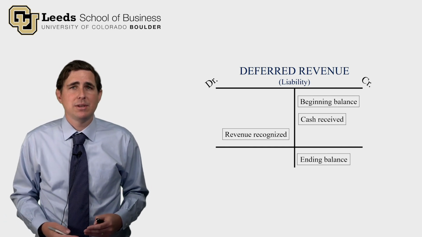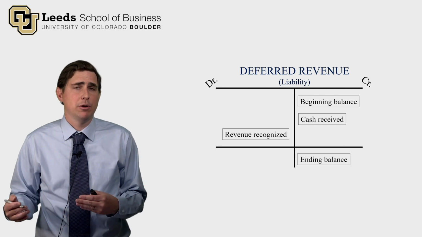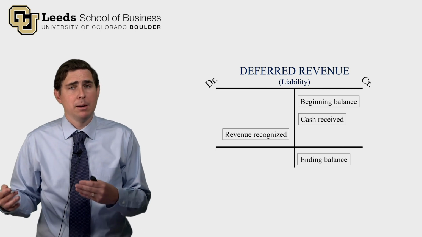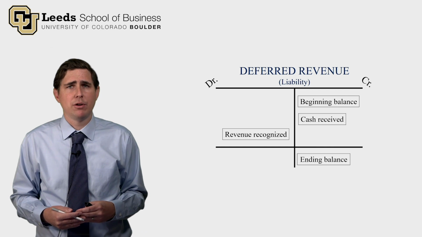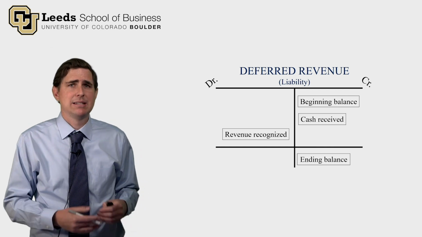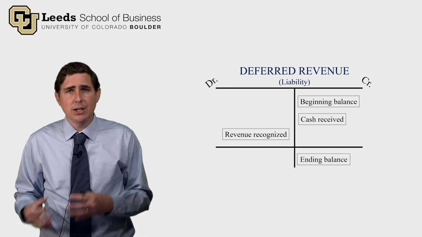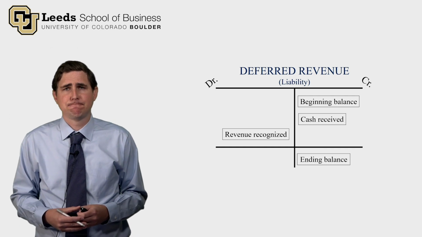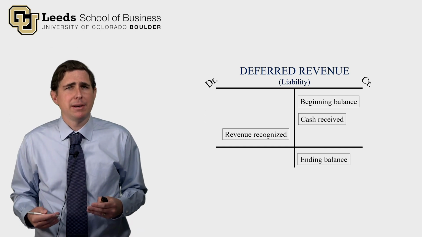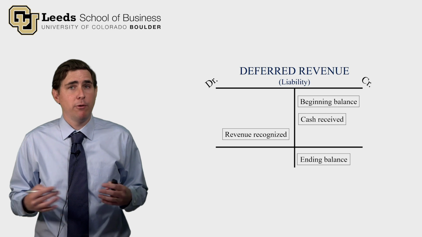Another way to describe this T account would be to say you begin with your beginning balance as a credit, plus the cash that you received but haven't earned yet, minus the revenue that you earned, equals your ending balance. See if you can think of some other companies that receive cash before they earn revenue.